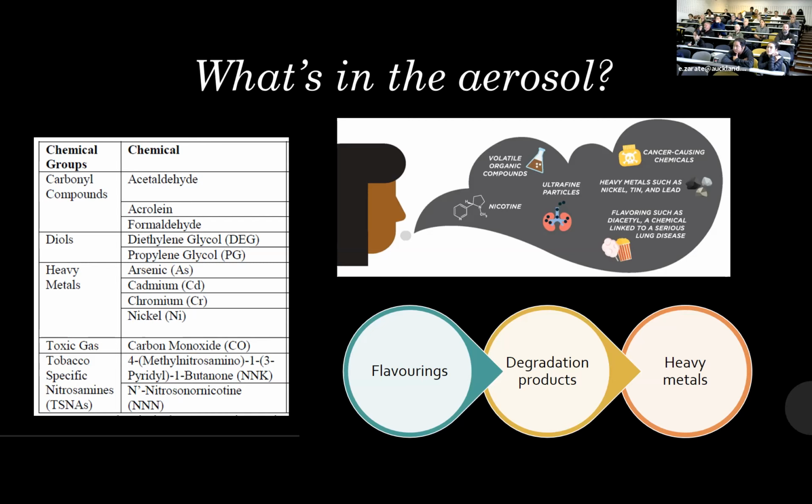The second aspect is degradation products. When you heat that e-liquid, sometimes you get a breakdown of some of those chemicals, forming different products. Ones that have been found in the literature are formaldehyde, acetaldehyde, and acrolein. And the final thing that we're looking at is heavy metals. Some metals have been found in the aerosol, and these are thought to come from the metal heating coil and from other parts of the device itself, soldering material, for example.